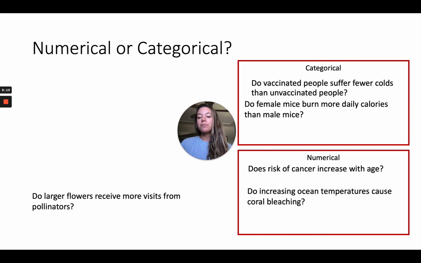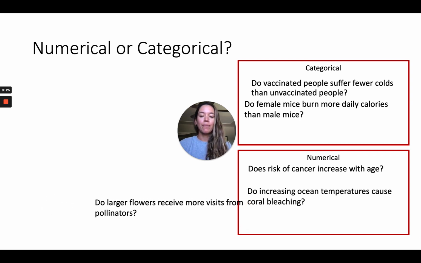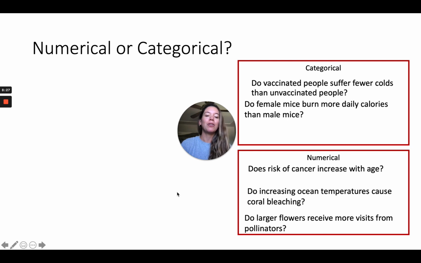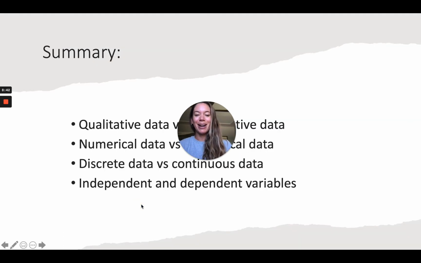Last one, do larger flowers receive more visits from pollinators? All right, that one's also numerical. The independent variable would be the size of the flower and seeing whether it receives more or fewer visits from pollinators. So the size of a flower is certainly going to be a numerical variable. Hopefully you got those ones right.